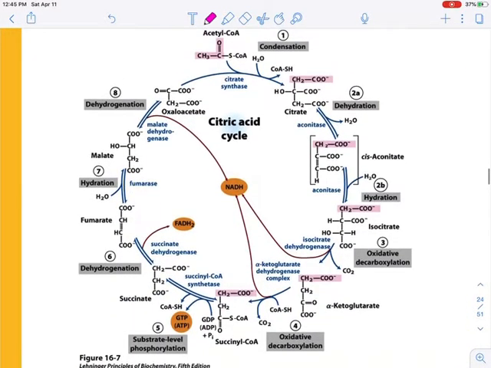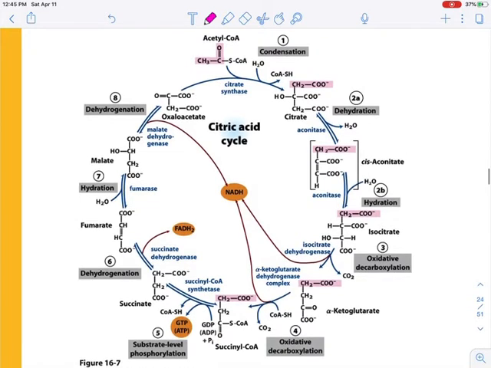So this is the citric acid cycle. I'll go through it in a nutshell here. We have our acetyl-CoA group. It links up with the 1, 2, 3, 4 carbons of oxaloacetate to form the 1, 2, 3, 4, 5, 6 carbon citrate.